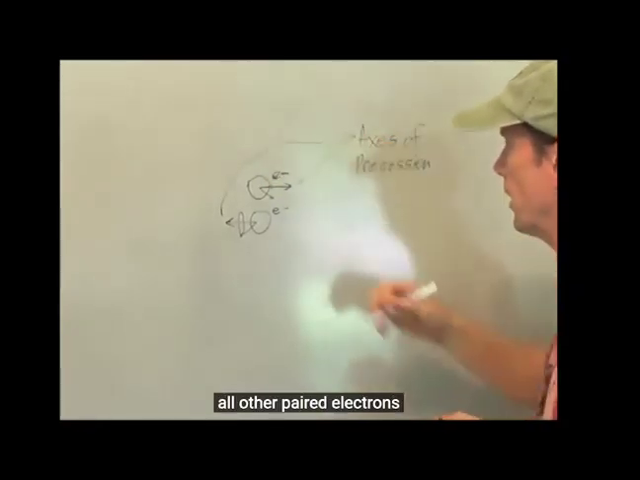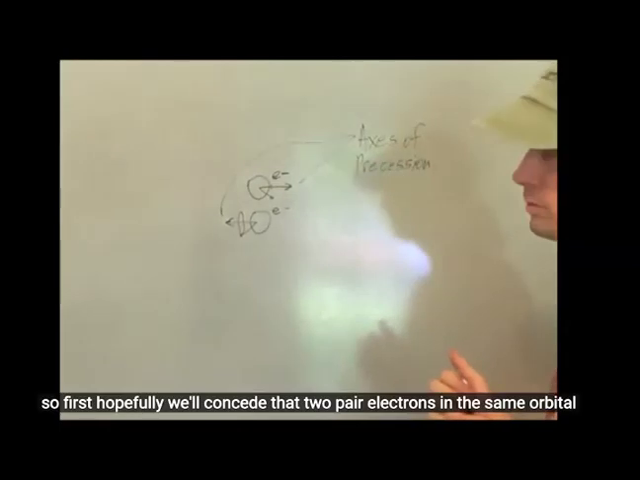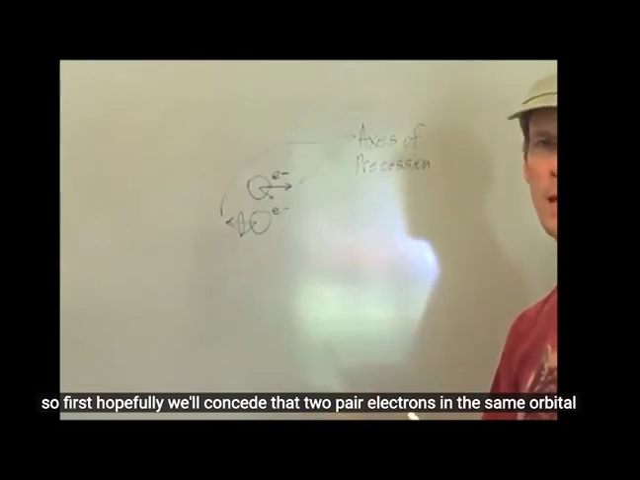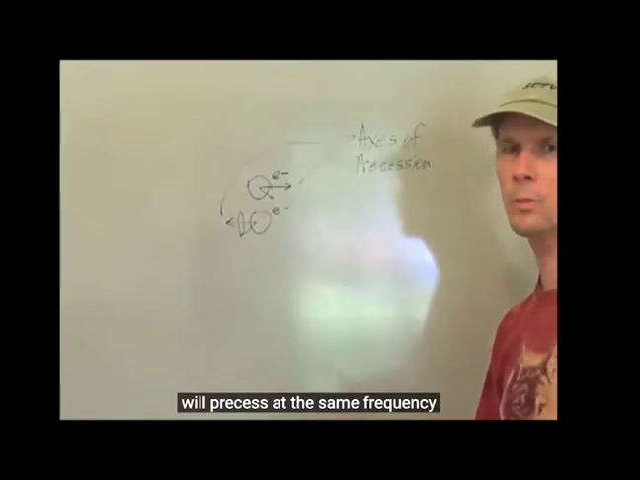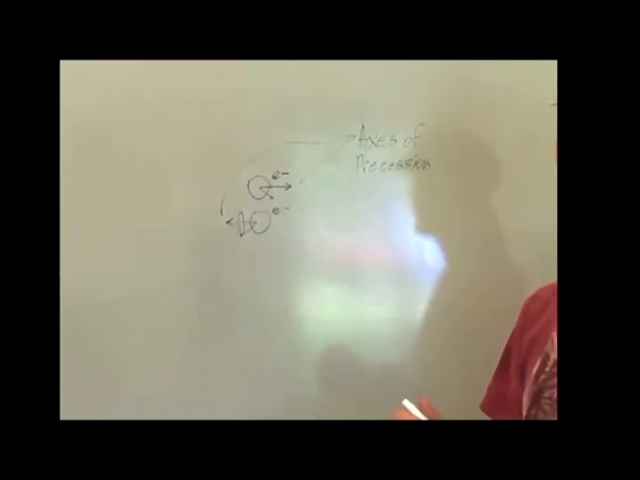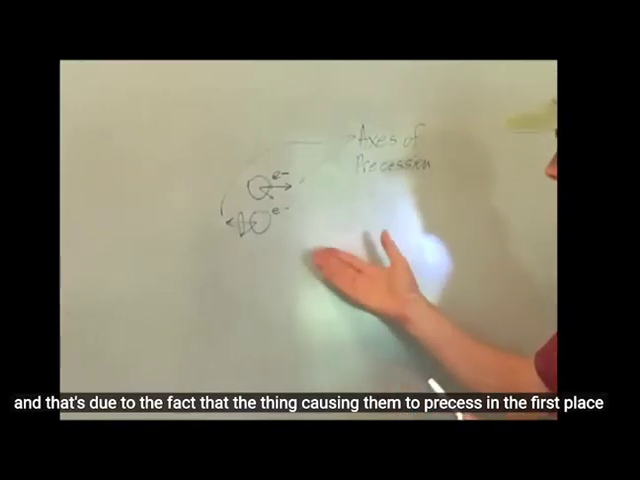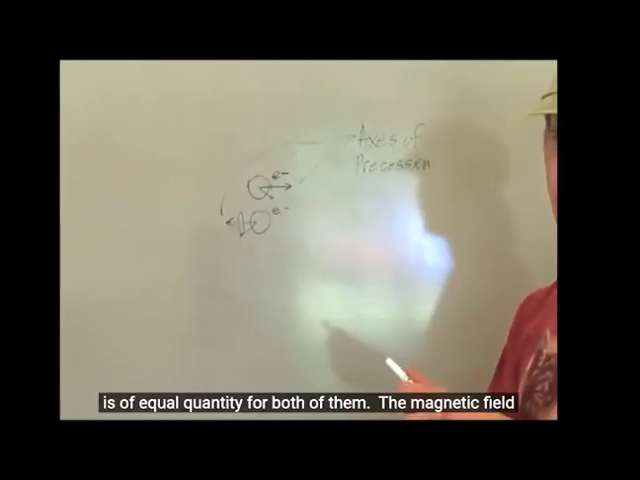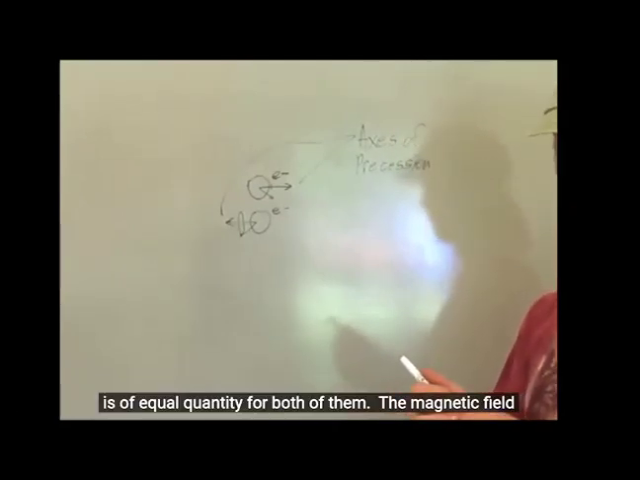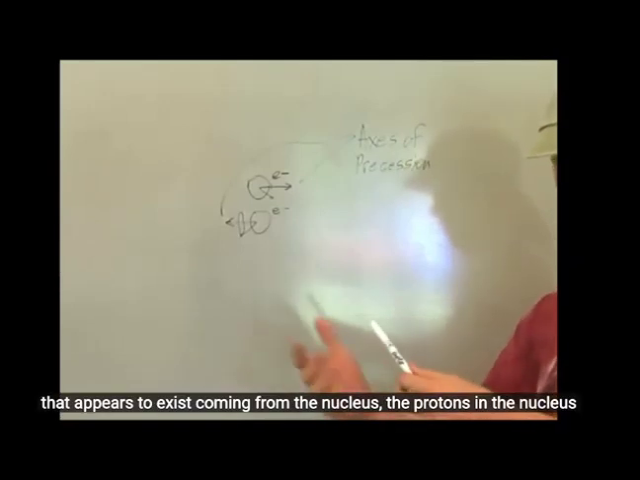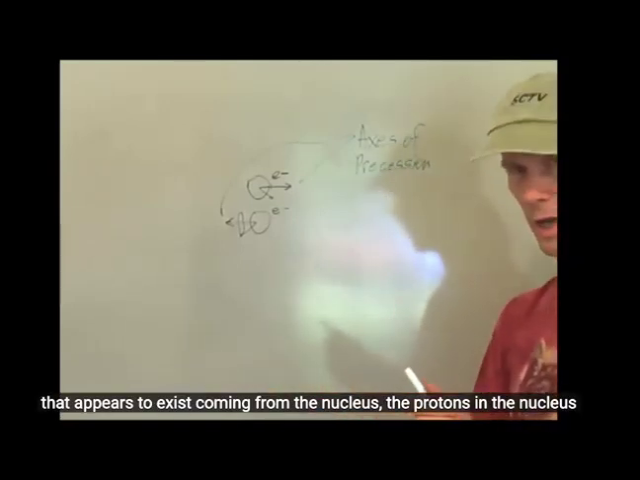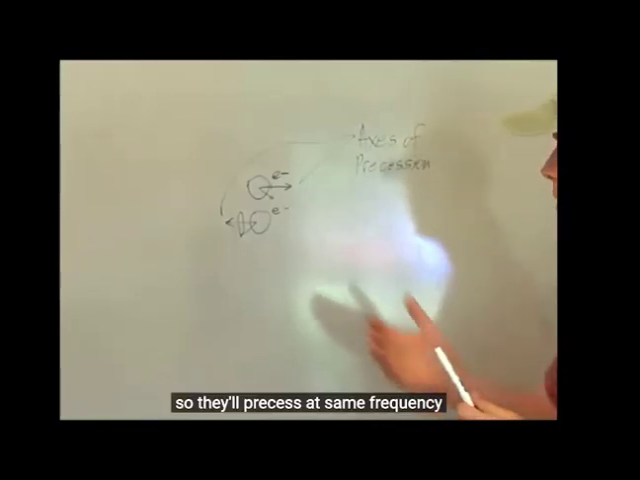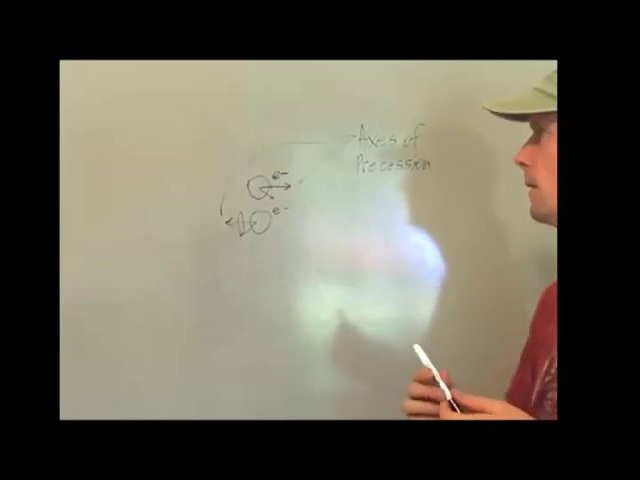all other paired electrons? So first, hopefully we'll concede that two paired electrons in the same orbital will precess at the same frequency, and that's due to the fact that the thing causing them to precess in the first place is of equal quantity for both of them. The magnetic field that appears to exist coming from the protons in the nucleus, it's the same strength for both of them. So they'll precess at the same frequency.